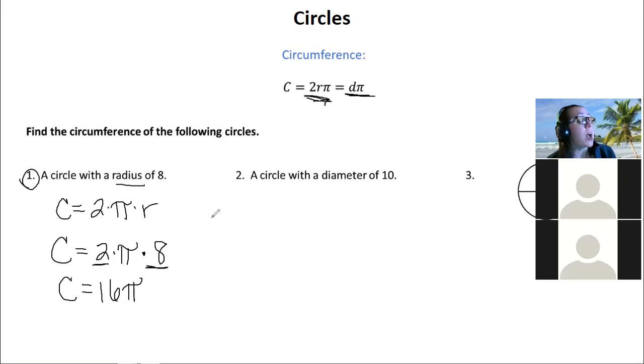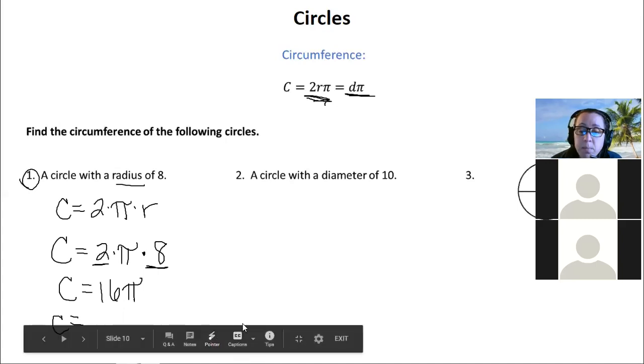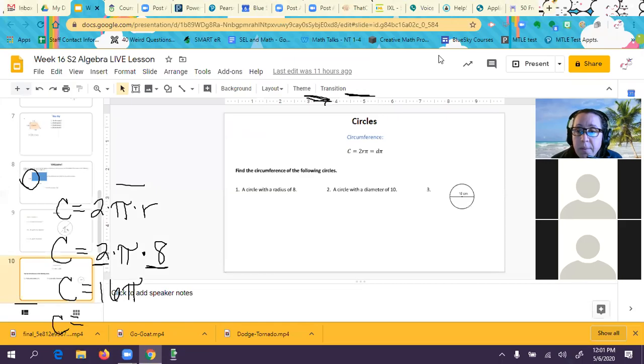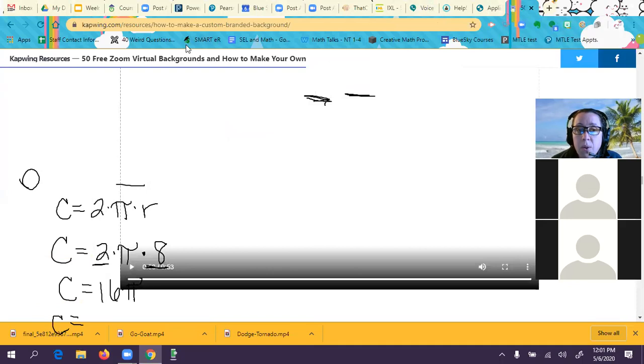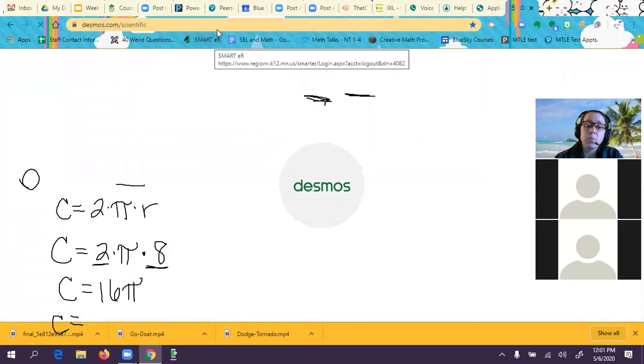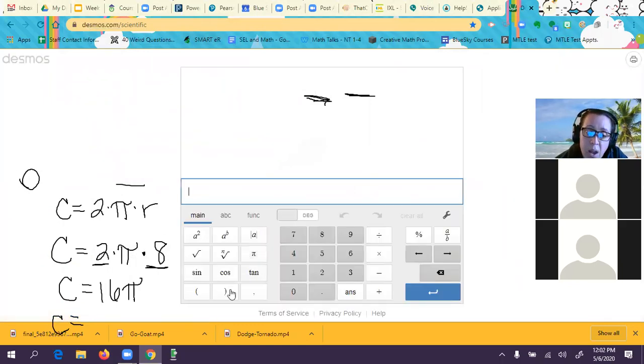To get my rounded answer, I am going to proceed to Desmos and multiply. I would go 16 pi. And with that, you get 50.27.